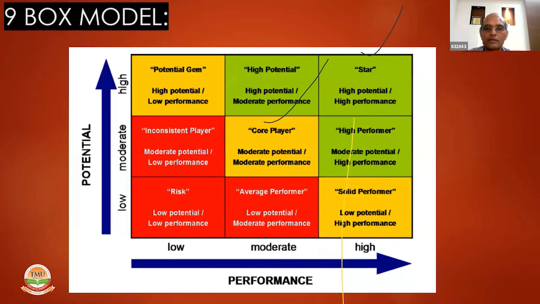Then you have these yellow ones. The last one at the right bottom is a solid performer, but has poor potential. So the employee is very good on the current job, but probably doesn't have potential for further promotions. Such people could be given far more incentive to maintain their current performance. Similarly, at the bottom left, you have a risk employee. This kind of employee needs a lot of counseling, and could even be on the verge of being pushed out of the organization.